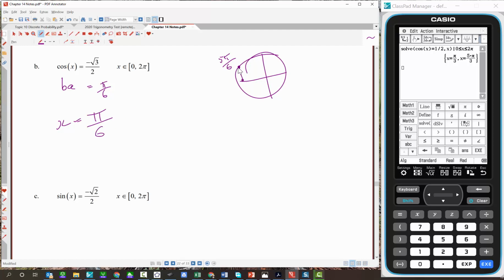Right, and what's going to happen is we're going to get it again very quickly, okay, which is going to be pi on 6 more than pi. So that's 6 pi on 6 plus pi on 6. So our other solution is going to be 7 pi on 6.